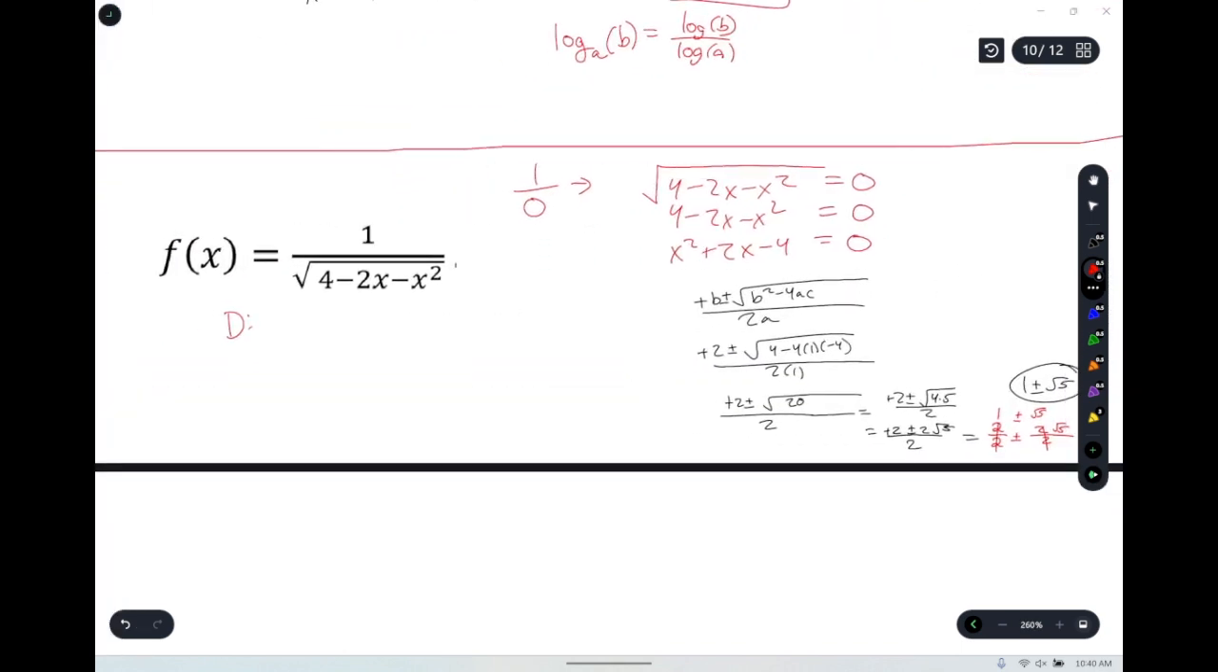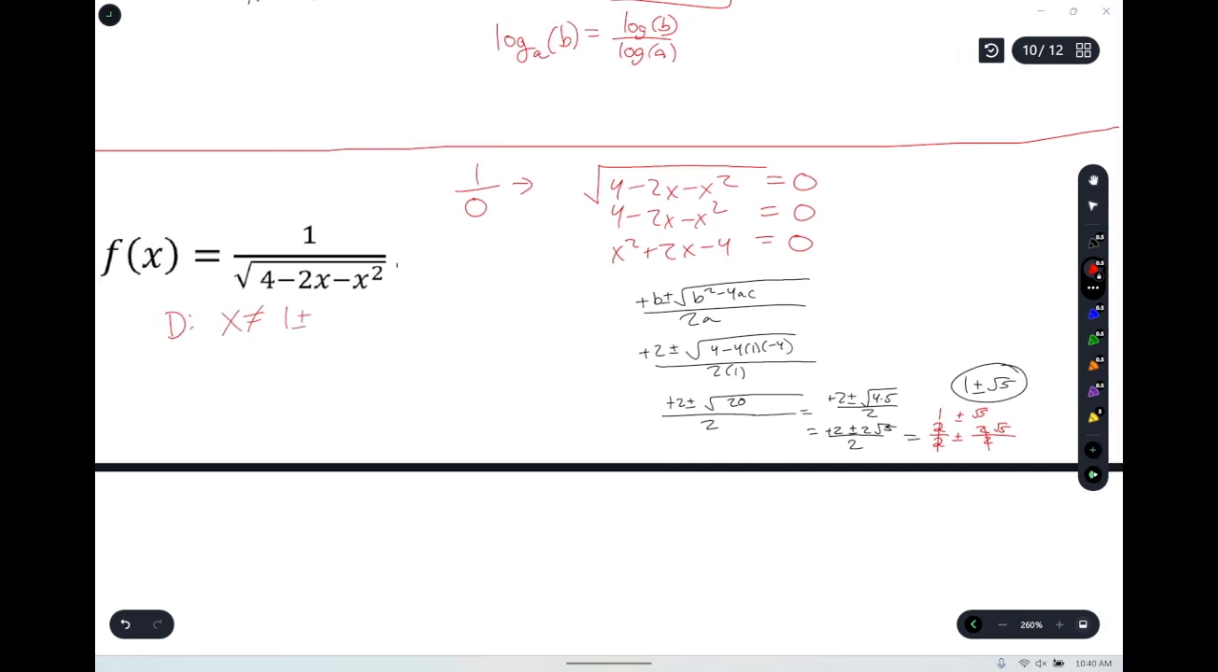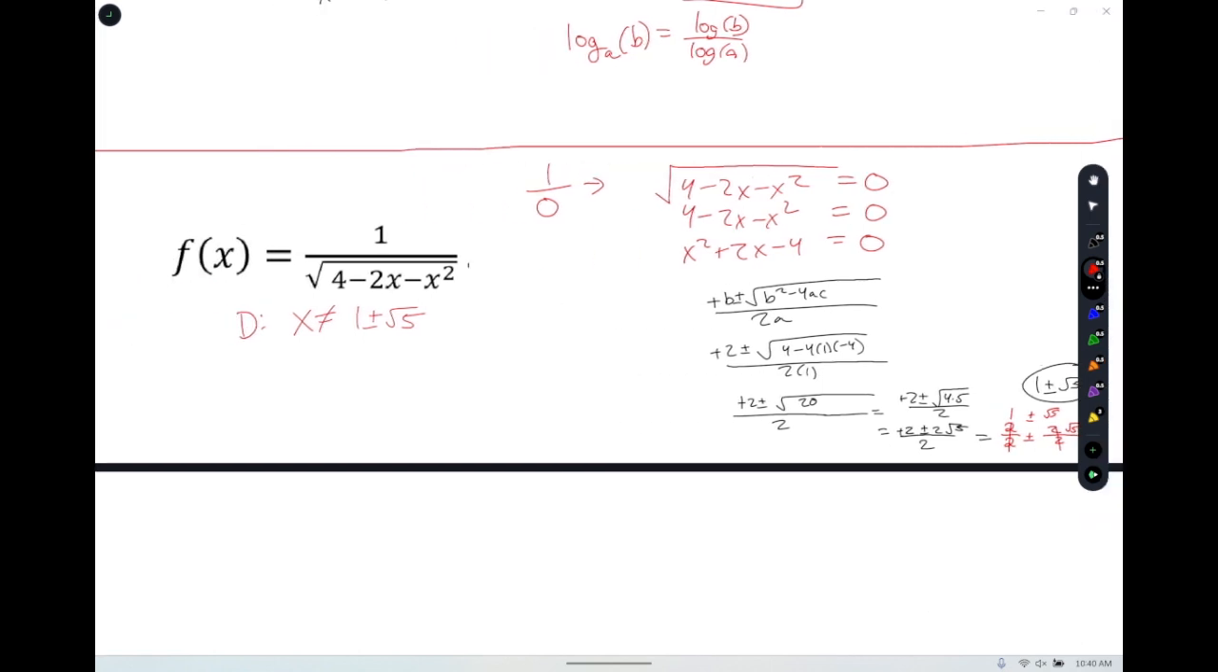So the domain does not include, x better not be 1 plus or minus root 5. Wait, hold up. For that one, because it wasn't a nice neat factor. When I saw that problem the first time, I thought that looks like it should come out with some nice neat factors, if I'm just being honest. You see a 2 and a 4, you pick the problem because it's like, that's not it though. That's just the 1 over 0 case. We have to do the negative square root case.